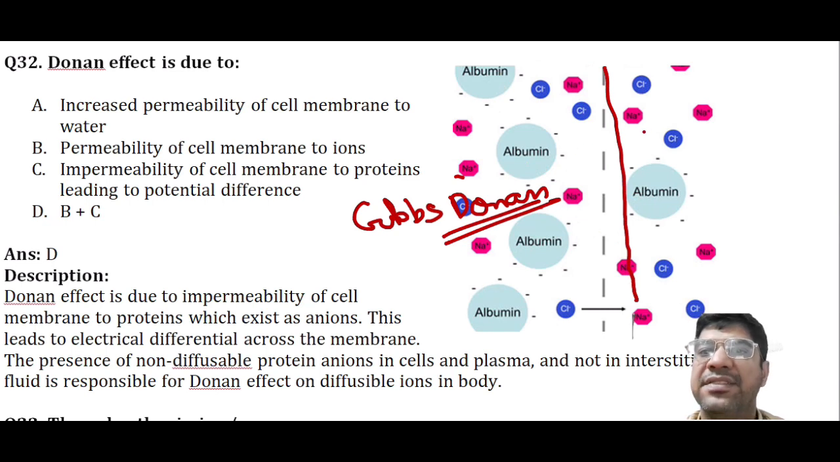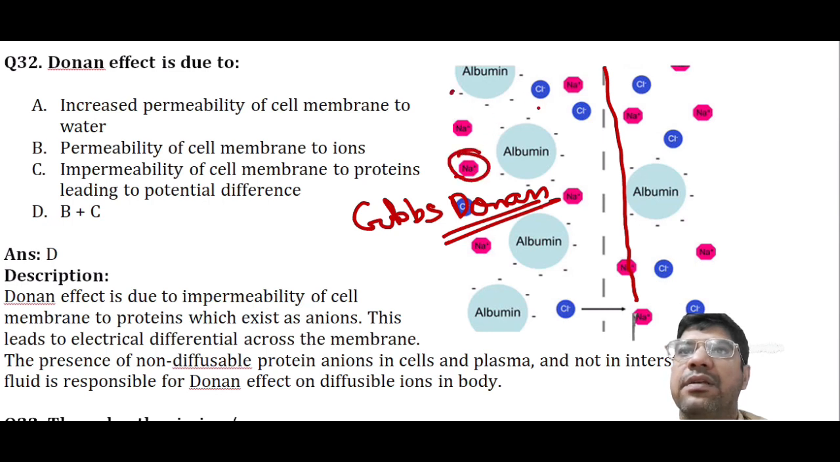So inside the cell there are larger proteins with negative charges. These proteins cannot easily pass through the cell membrane. They are like big heavy furniture that cannot be moved through the door. In the extracellular space, that is outside the cell, there are ions, both positive ions and negative ions. These ions can move in and out of the cell because the cell membrane allows them to pass.